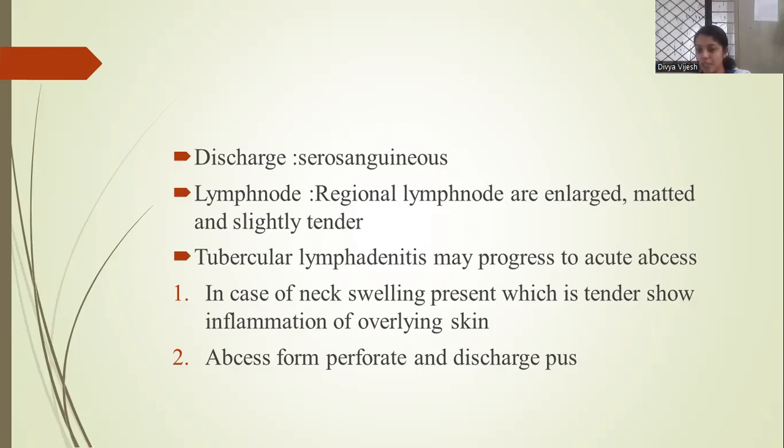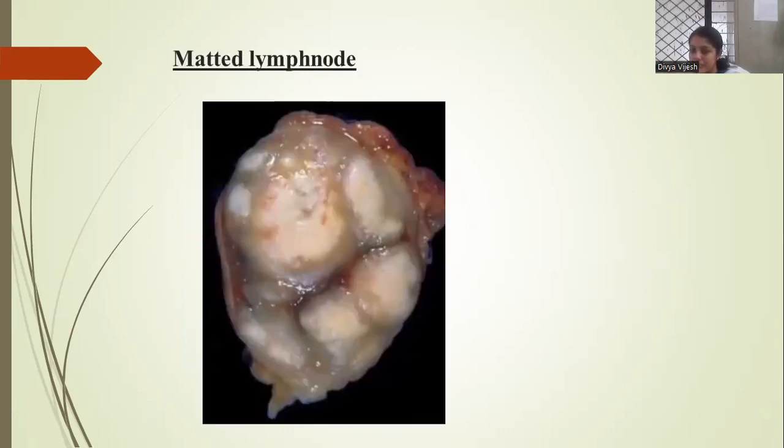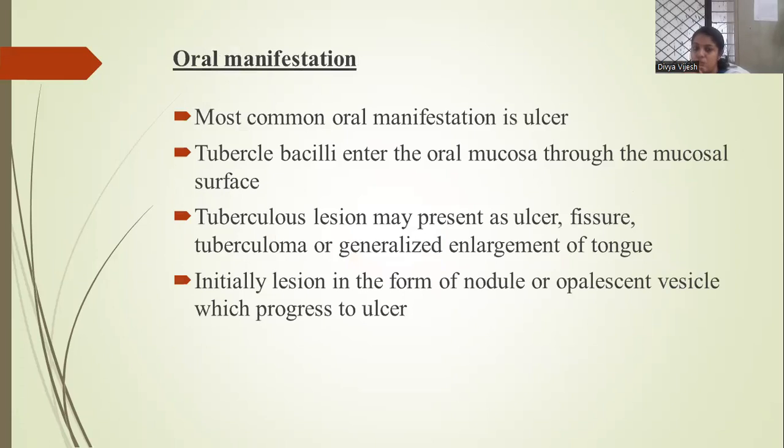Okay, in case of neck swelling that is tender, showing inflammation of the overlying skin, the abscess may perforate and discharge pus. You can see in the cervical lymph nodes this tuberculous lymphadenitis and the abscess, and you can see the matting of the lymph nodes.